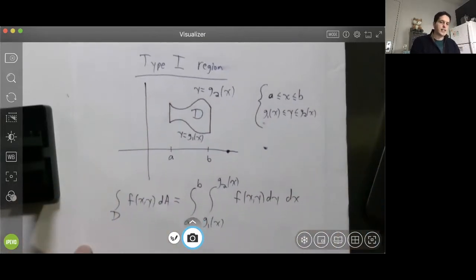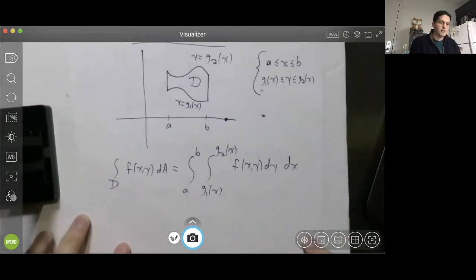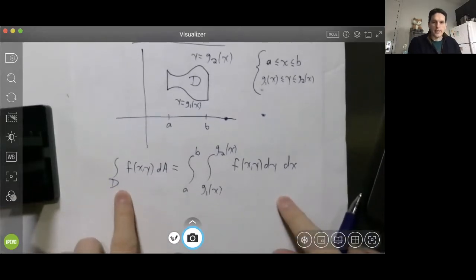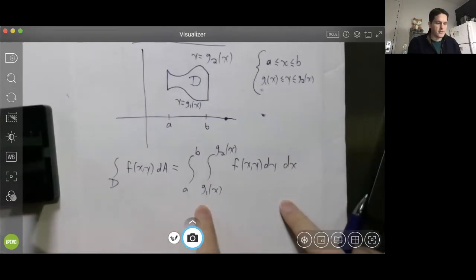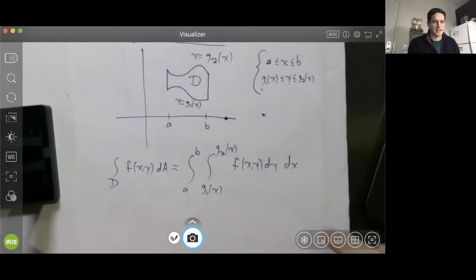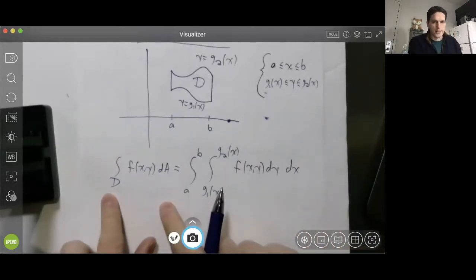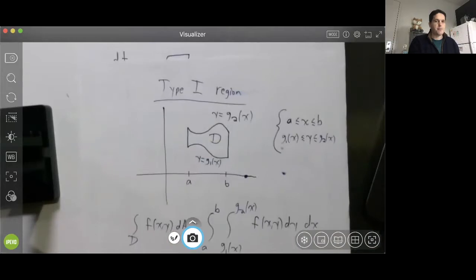And in section 15.2, we learned this formula. This integral over D is equal to the integral from a to b of the integral from g1 of x to g2 of x of f of (x, y) dy dx. This is the formula that we use to evaluate integrals like this. That's a type 1 region.